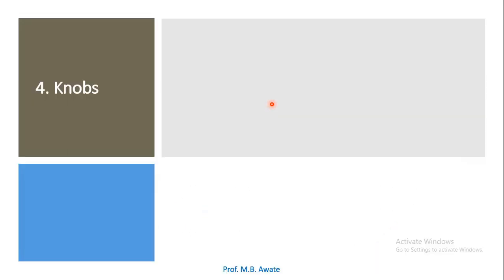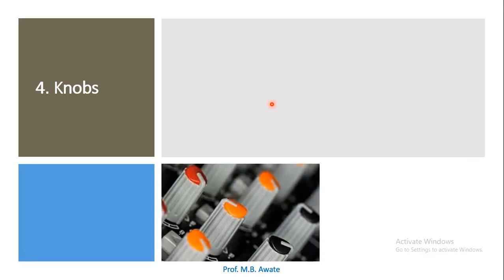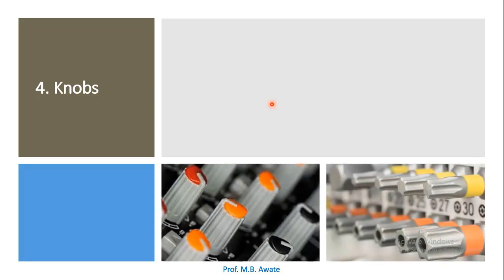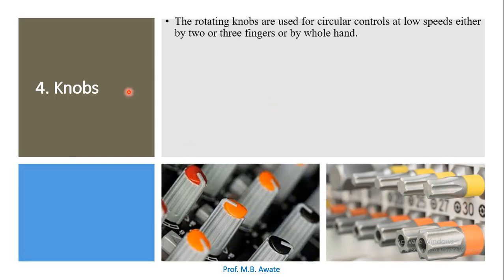The next control is knobs. From the figure you will come to know what exactly the knob is. The rotating knobs are used for circular controls at low speeds. Either we can operate them by means of 2 or 3 fingers, or sometimes by means of the whole hand.